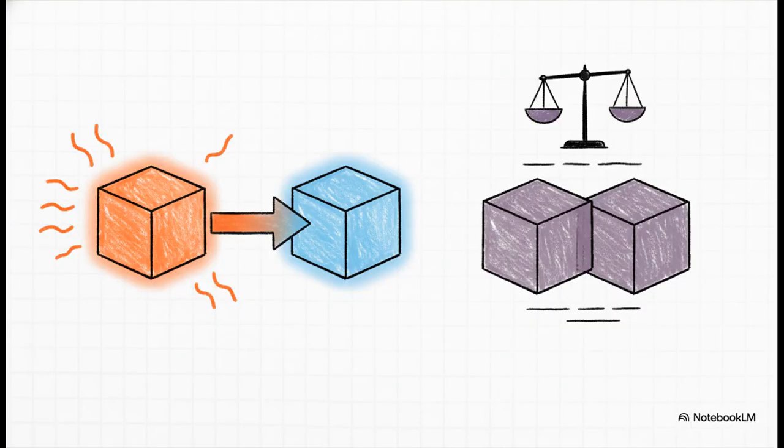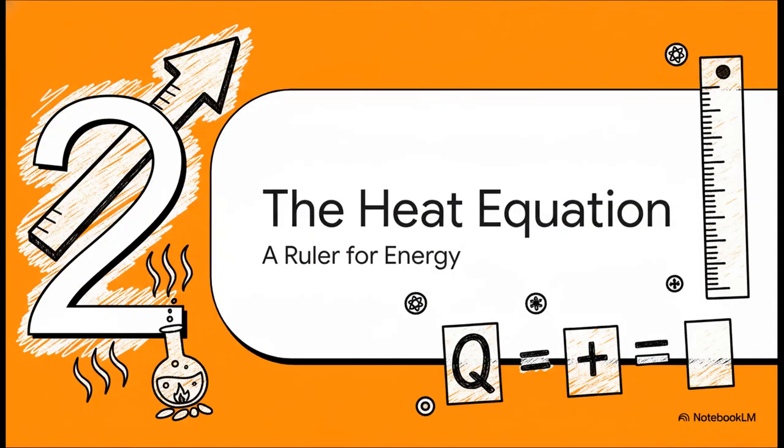It's a one-way street. Just like water always rolls downhill, heat always flows from something hot to something colder, never the other way around. And it keeps flowing until both things reach the exact same temperature. We call that state thermal equilibrium. It's when everything is balanced out and the net flow of energy stops. Okay, so if heat is this flow of energy, how can we measure it? How can we quantify it? Well, that brings us to our next part, the heat equation.